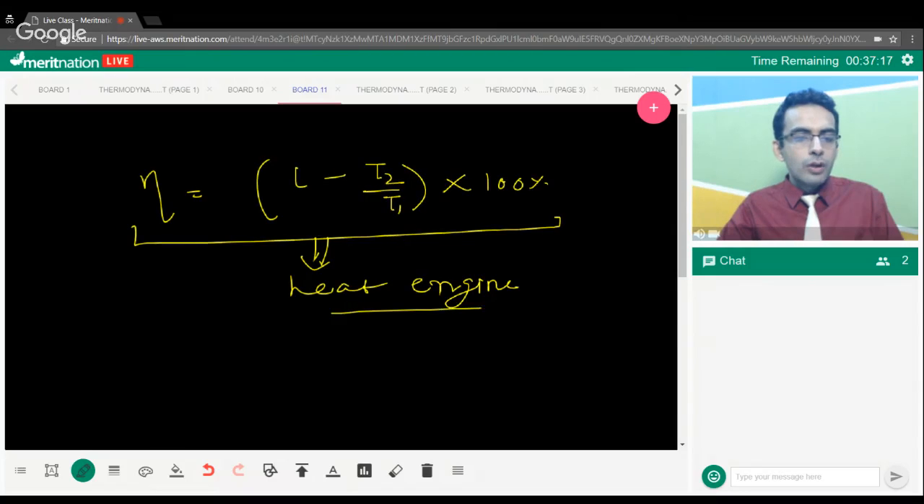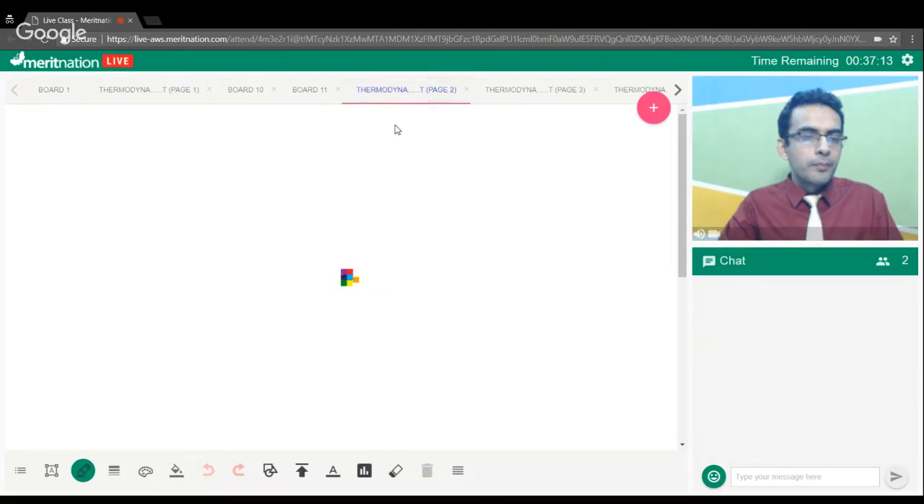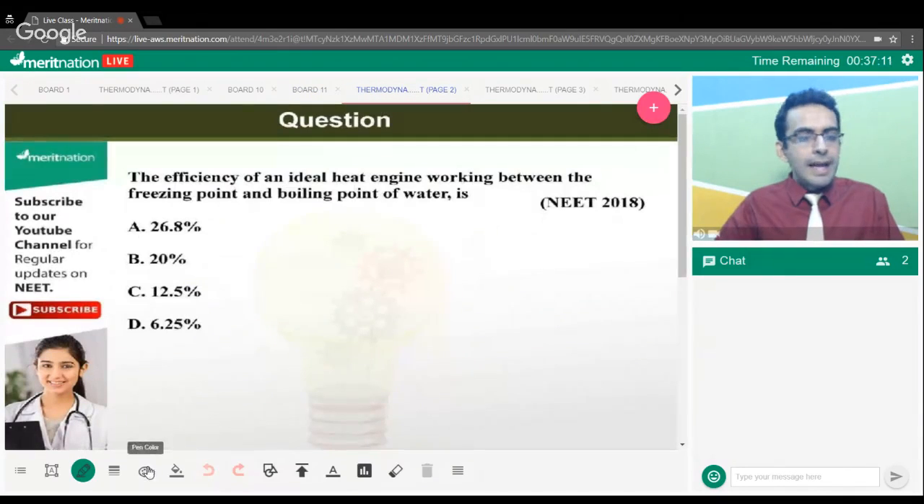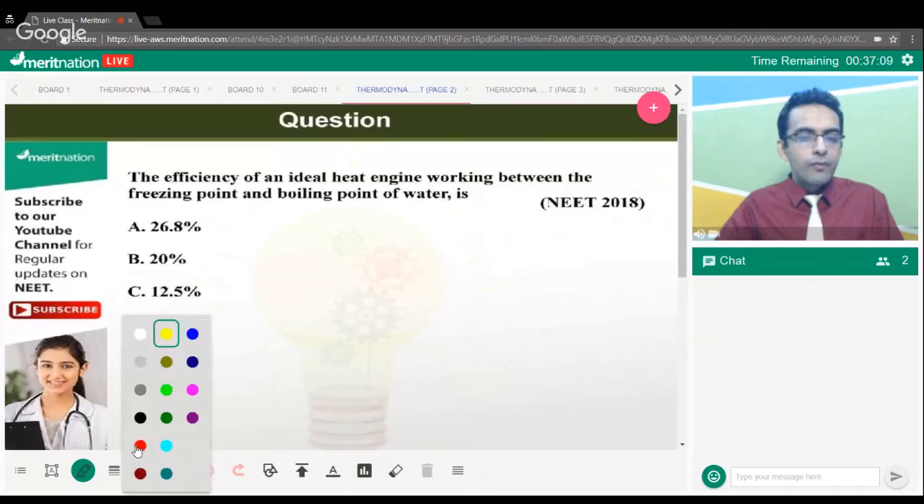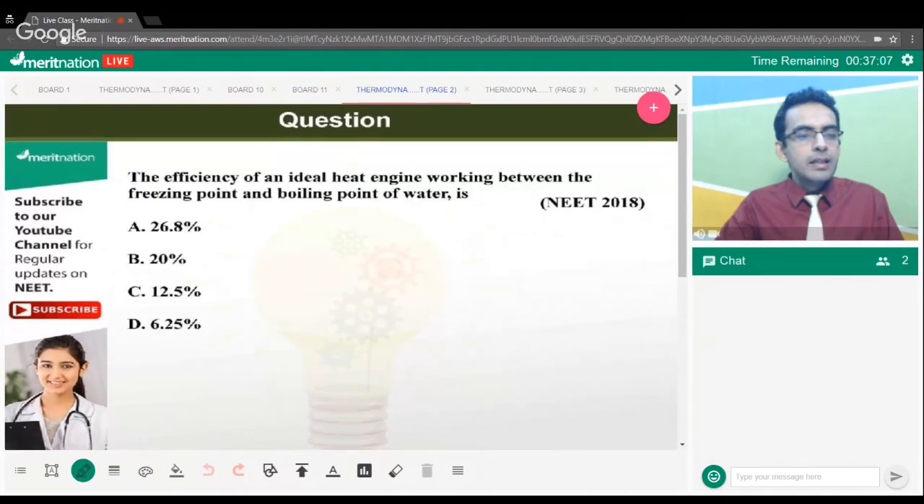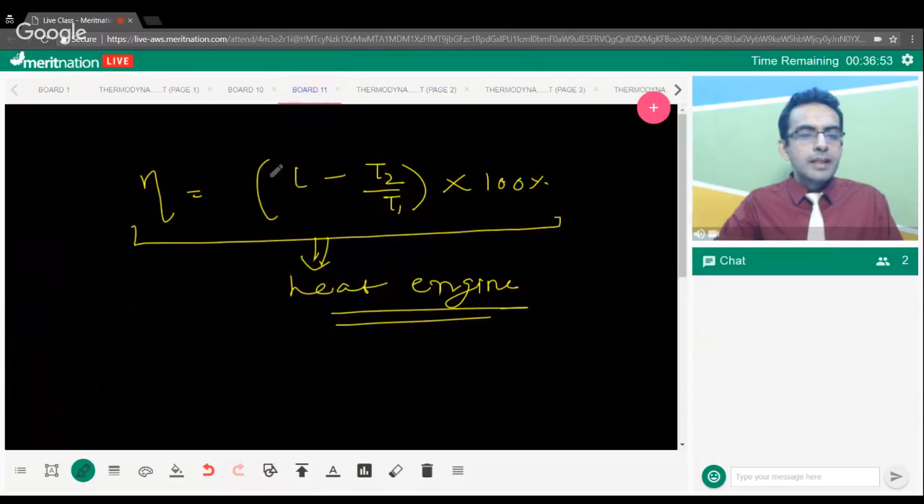Now let's solve one question on it. The efficiency of an ideal heat engine working between the freezing point and the boiling point of water is... So what we have to find? We have to find the efficiency. And what formula have we written? It's equal to 1 minus T2 by T1. What is T2 and what is T1?